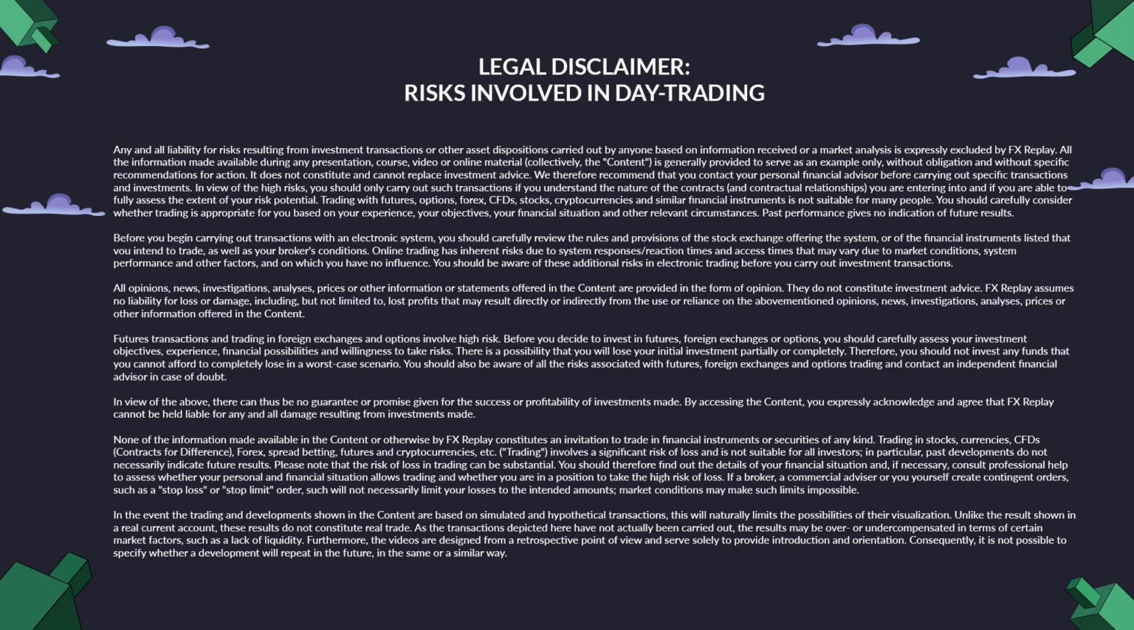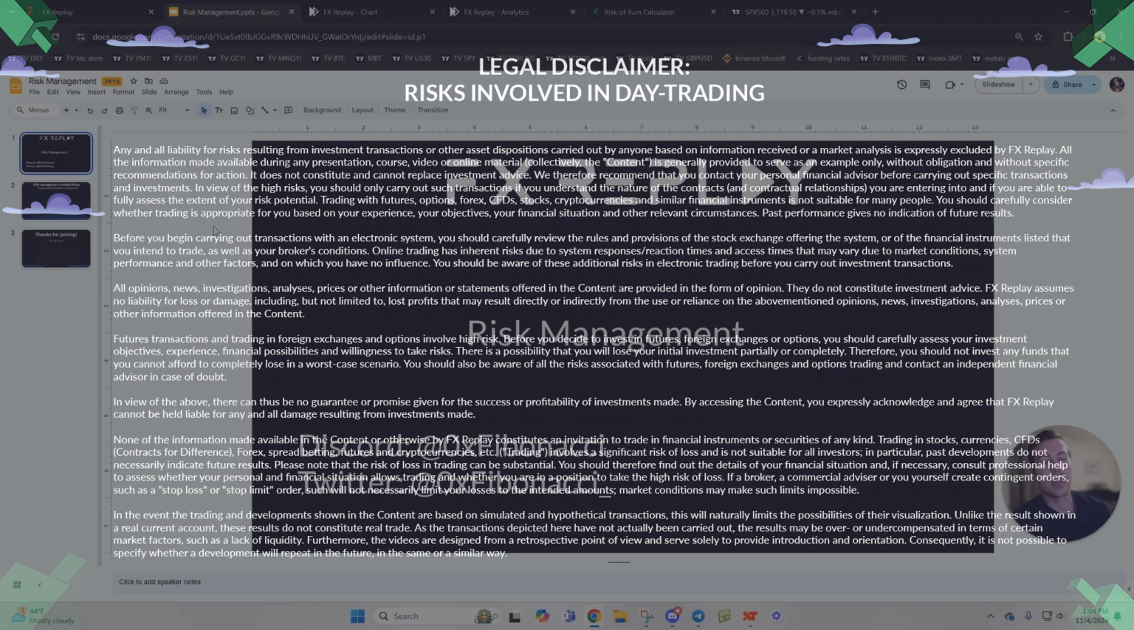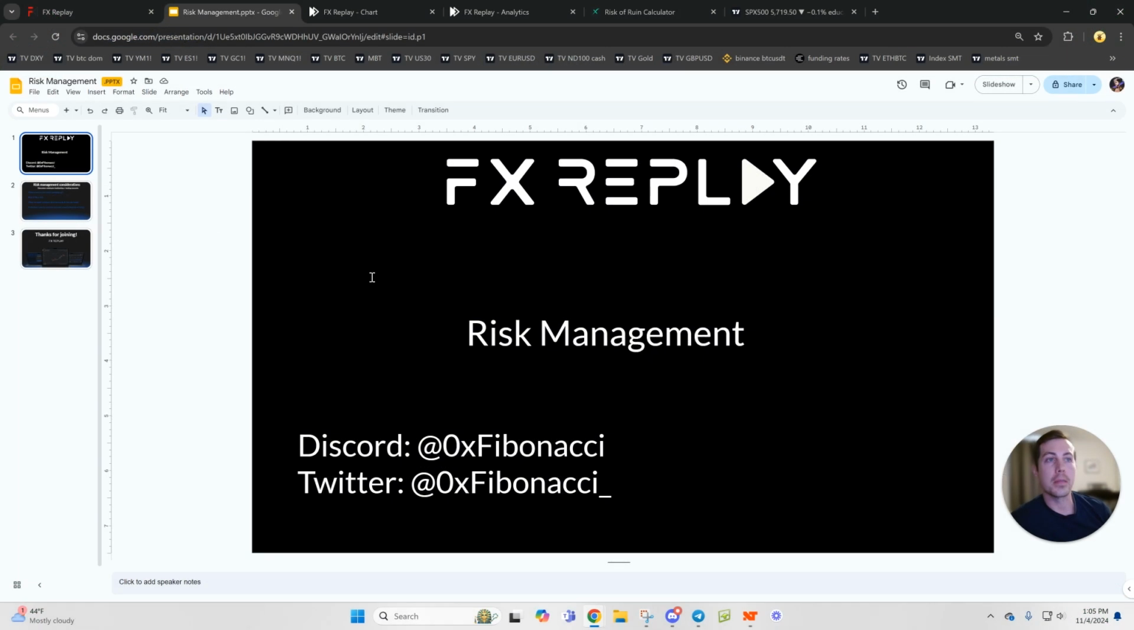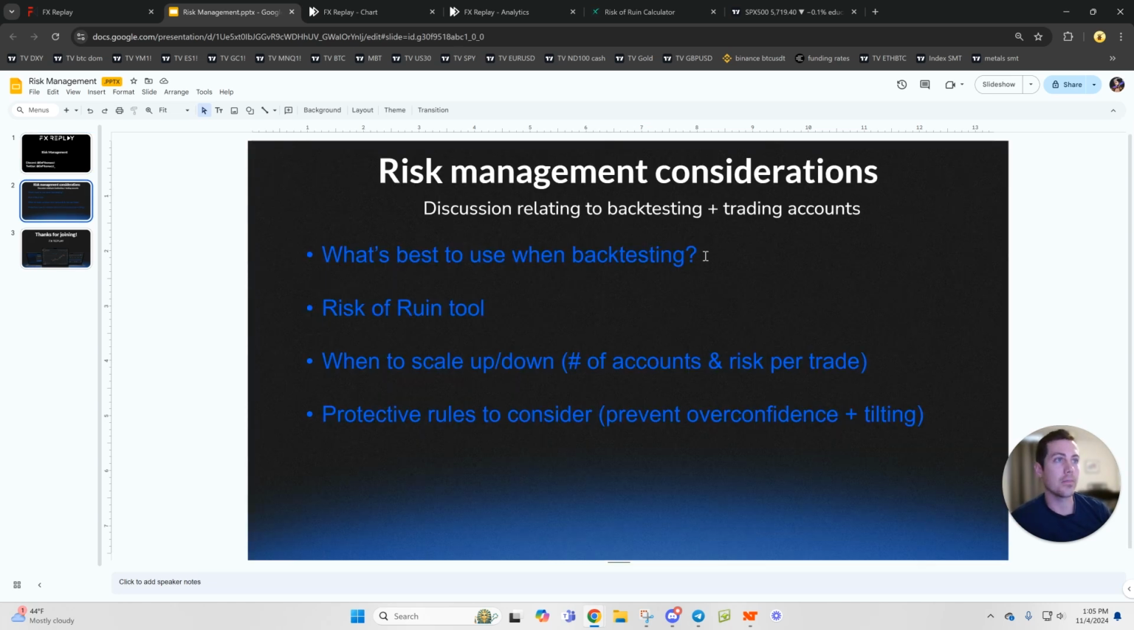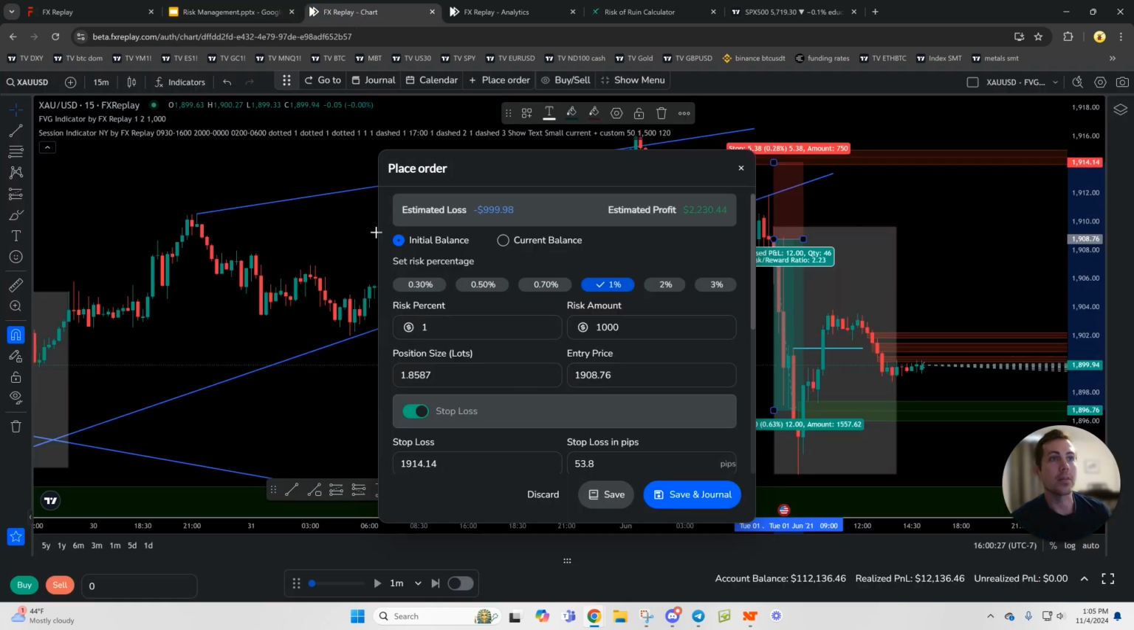So yeah, a little educational session today. We're going to do more backtesting on Friday, I believe, but today going to be talking more about risk management, kind of how I use it with both backtesting considerations as well as actual trading accounts. So we'll kind of start off with how I use it when I'm actually inputting the backtesting.